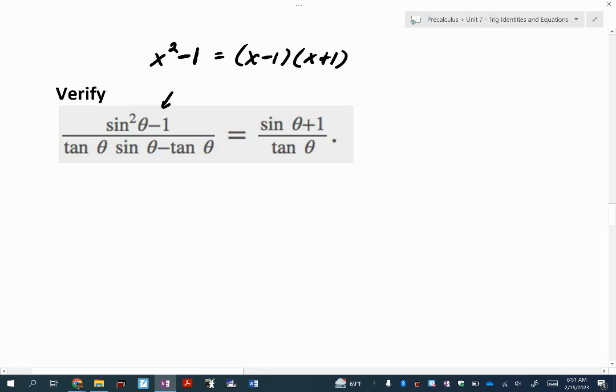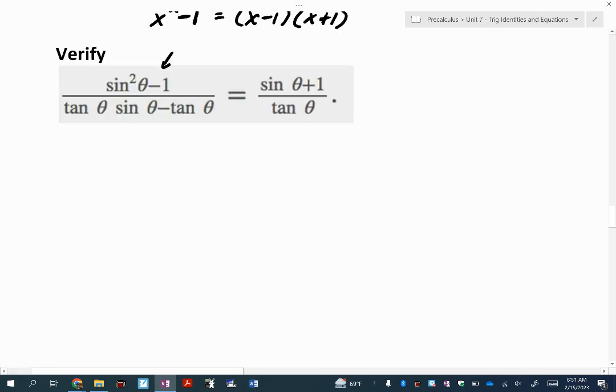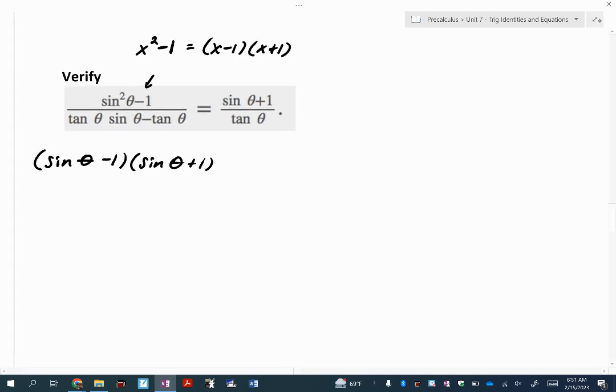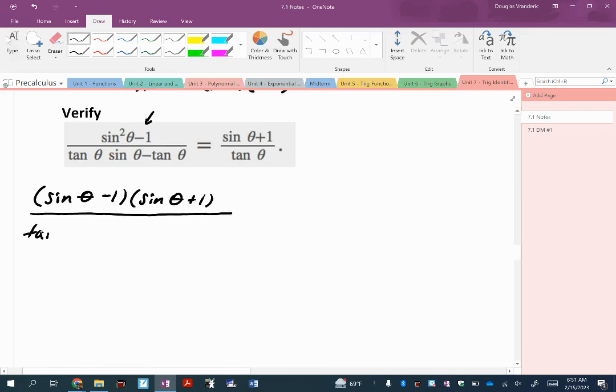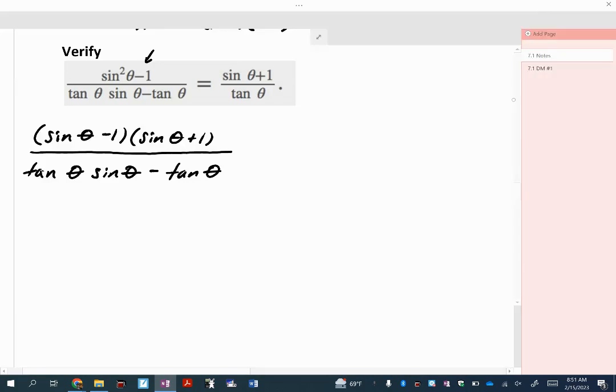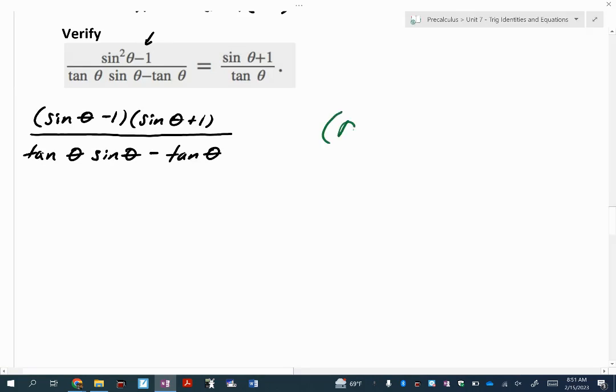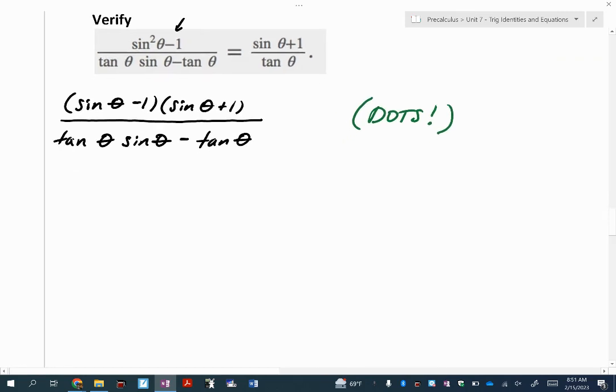But obviously it's not x squared minus 1. It's sine squared theta minus 1. So I'm going to factor this as the difference of two squares. So sine of theta minus 1 times sine theta plus 1. All right, and so I'm going to write down, let me copy down the denominator first. So tangent of theta times the sine of theta minus tangent of theta. So in my algebra work that I did here was I did dots. All right, which is exciting.